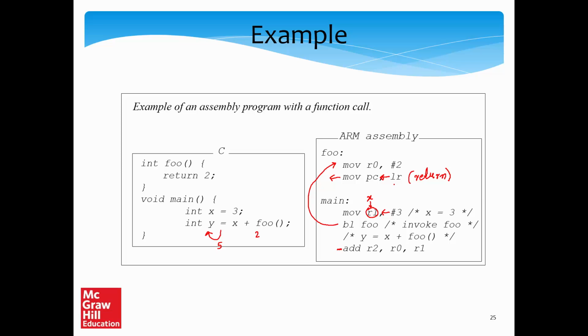So if we move the contents of the return address register, the LR register, to the program counter, it will be the same as jumping to the instruction just after the function call in the main function. I'm sorry, I shouldn't be saying the last instruction. So in this case, R0 contains 2, so we are adding R0 with R1. Essentially, we are adding the return value of the function with R1 and saving it in R2, where the assumption is that the variable y is mapped to R2.